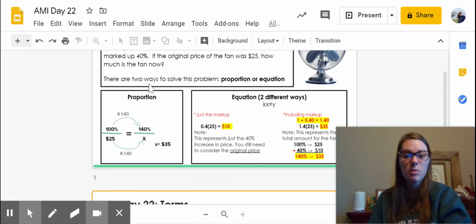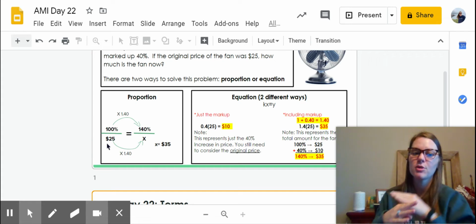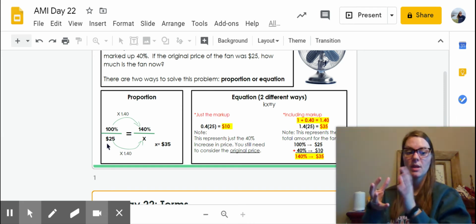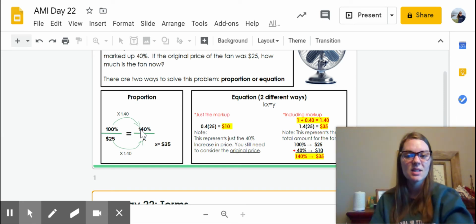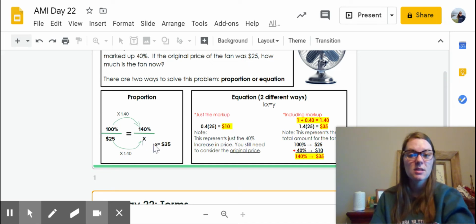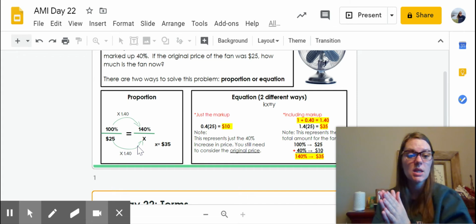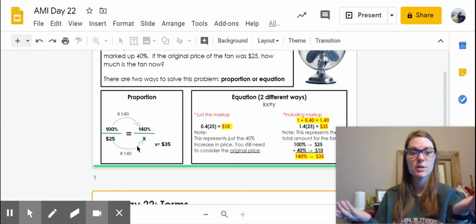So here is the proportion. 100%, the original cost of the fan, was $25. So I set 100% to $25. Well, they want to make 40% more, so 100% plus 40% is this 140% that I have right here. Does everybody see that? And then we want to solve for x, which is how much that 140% is.